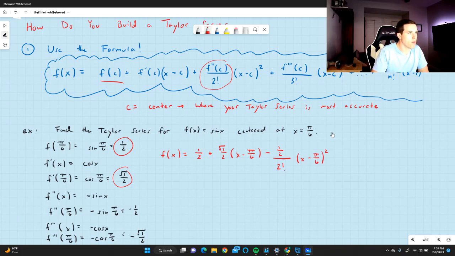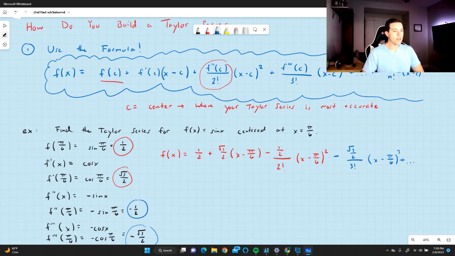And then it looks like it's going to be one more minus. Oh, we just did that one. The next one, minus rad 3 over 2 over 3 factorial x minus pi over 6 cubed plus dot, dot, dot. And this is an infinite series, so it goes on and on and on forever. This is called the Taylor series. It's an infinite series. If we cut it off at the third term and we just gave the first 4 terms, the third degree, that'd be a third degree Taylor polynomial.